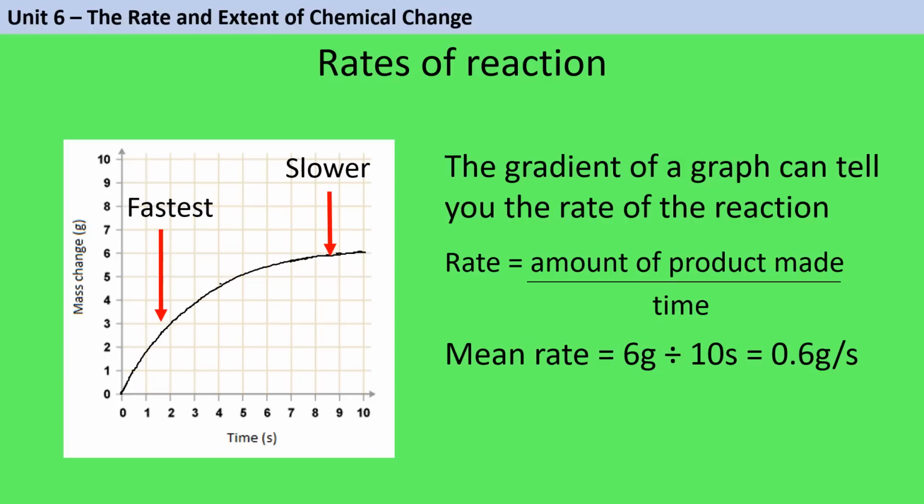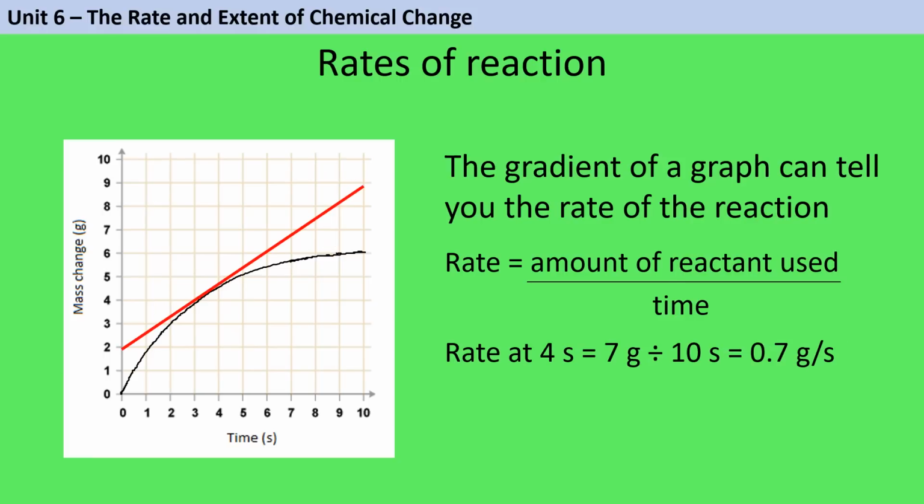For a curved graph like this, we can still use the start and the end of the graph to work out an overall or mean rate. So here the graph increases by 6 grams in 10 seconds, giving us a rate of 0.6 grams per second. You can also draw tangents to calculate the rate at one particular timestamp.